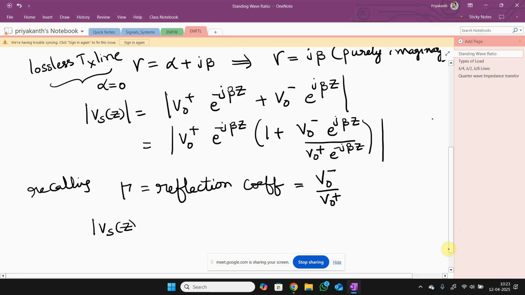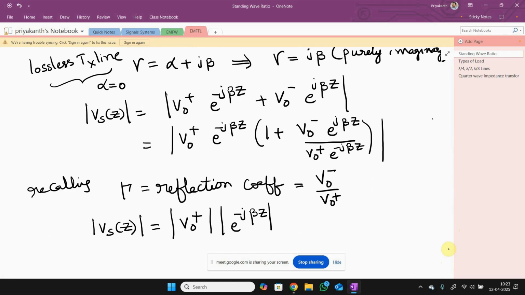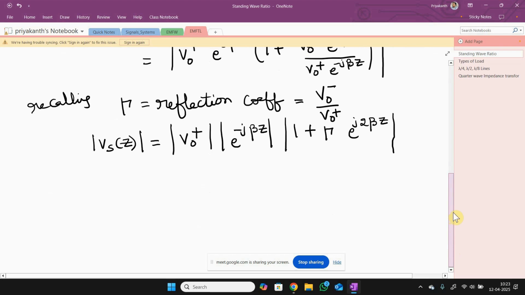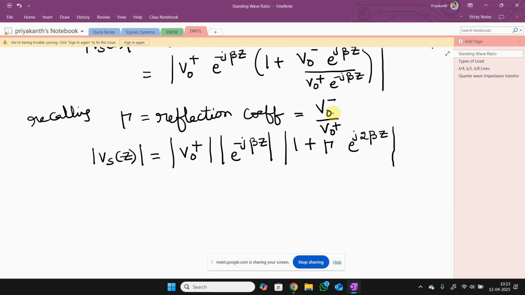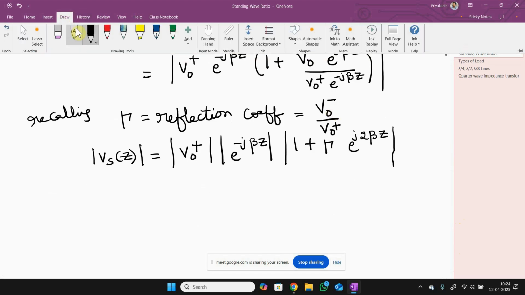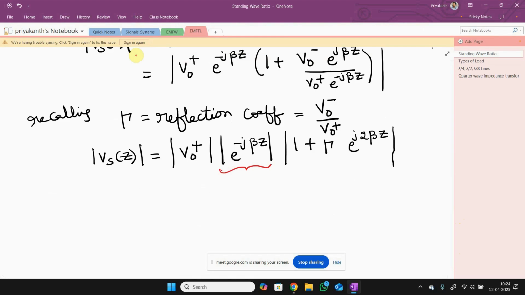So mod Vs of z equals mod V naught plus, mod e power of minus j beta z, times mod of 1 plus V naught minus by V naught plus, which is replaced with gamma, times e power of j 2 beta z. Now, can you please tell me the value of this mod e power of minus j beta z?